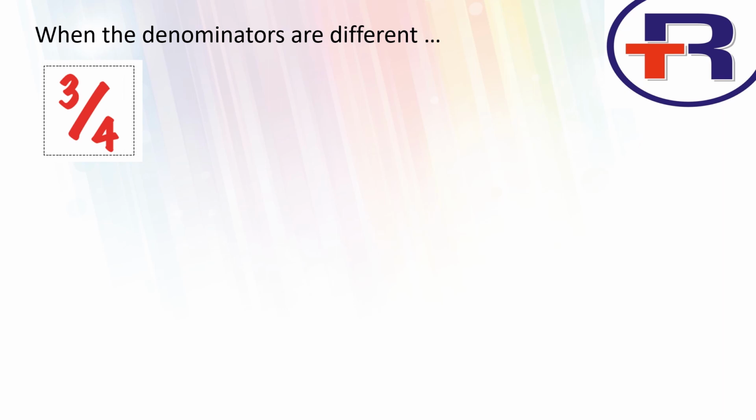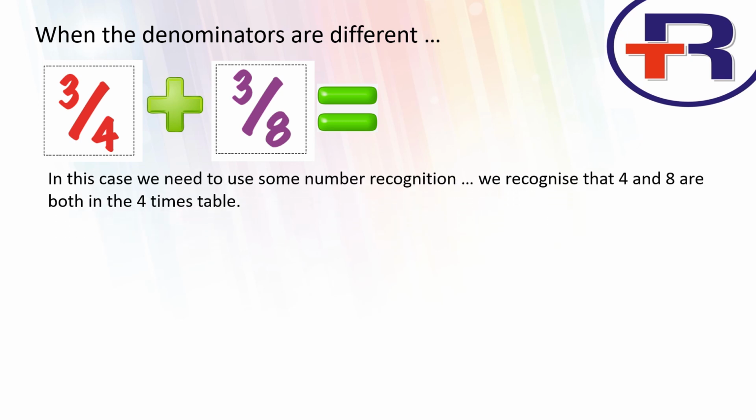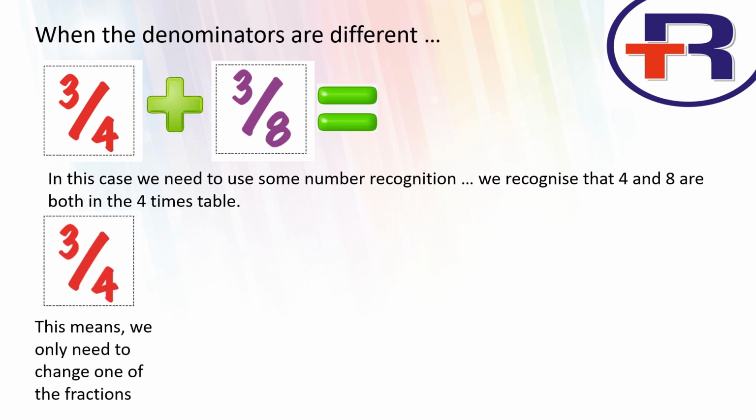In this case, we've got 3/4 plus 3/8. For this one, we have to use some number recognition. And we have to recognise that 4 and 8 are both in the 4 times table. So that means we only need to change one of the fractions. We only need to change 3/4. What we've got to do here is make that 4 into an 8, because remember the bottom numbers must be the same.